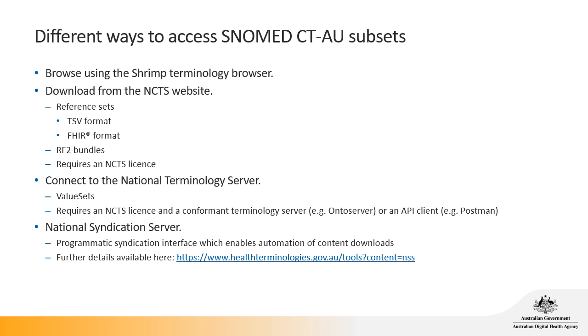Value sets can be accessed via the National Terminology Server and also require an NCTS license and a conformant terminology server like Onto Server or an API client like Postman. The National Syndication Server is also provided by the agency. It's a programmatic syndication interface that allows automated content downloads. Both RF2 release bundles and pre-built Onto Server binary indexes are available in the feed. More information is available on the NCTS website.